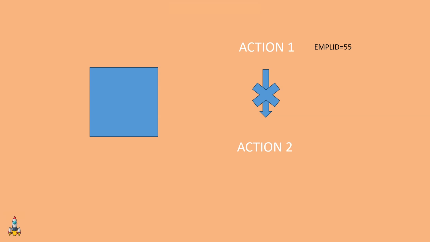In this case, this problem can be solved by action 1 passing this employee ID 55 value to the state record, and then action 2 can get this value from the state record and then print it using the PeopleCode message box functionality. This is the purpose of state records. State records are simply used to pass values between two actions.